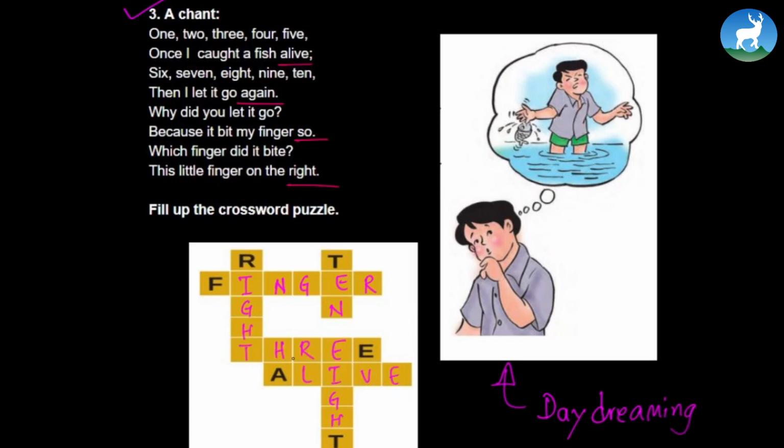So yeah, I think we need to make a little change to what we have done previously. Now this seems like the final answer. Starts with F and goes finger, R-I-G-H-T, right, and then 3, alive, 8, 10. So I think this is the final answer.